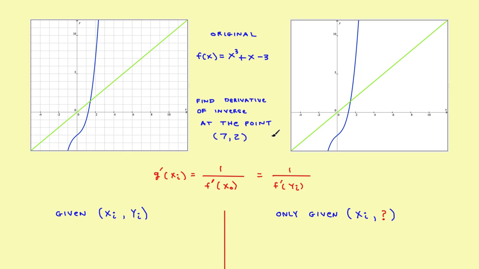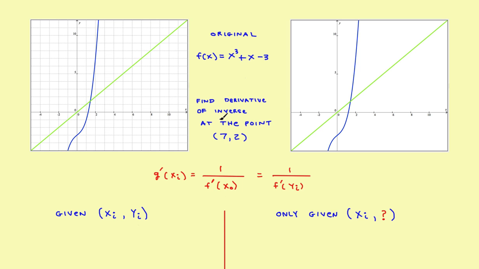Now, what the problems look like is this, it'll give you some kind of a problem. In this case, we've got f of x is equal to x cubed plus x minus 3. And it asks you to find the derivative of the inverse function. Usually you'll see it a couple of different ways, and we'll actually work this two different ways in this video.